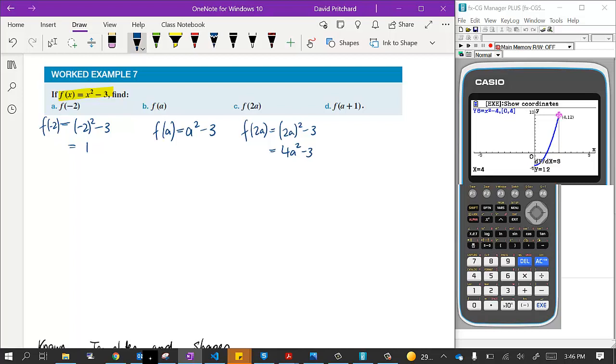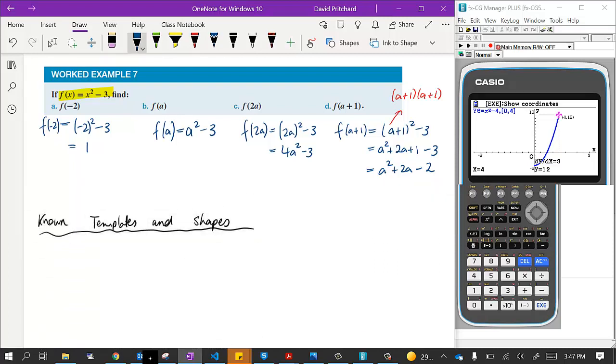And then finally, we've got f of a plus 1, and so that means we've got (a plus 1) squared take 3. Now, because we're nice and efficient with our perfect squares, we know that's going to be a squared plus 2a plus 1. Remembering, if you forget the shortcut, then you've got to look at a plus 1 multiplied by a plus 1 and do a binomial expansion. Take 3, and we've got a squared plus 2a take 2. Right, so that means that when x is equal to a plus 1, then y is equal to a squared plus 2a take 2. All right, so that's function notation, which isn't the real focus of the lesson.